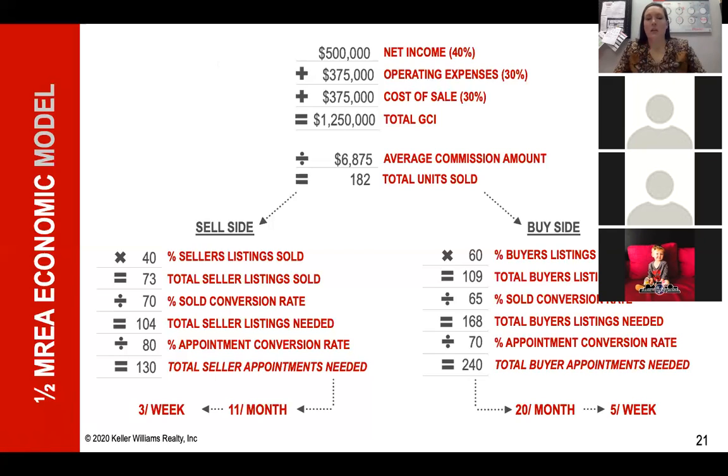So this, again, I want to repeat, comes from page 131 in the MREA. It's very important that you know where you're at and where you have been in the past, and then that gives you a place to start on what you're going to do next year.